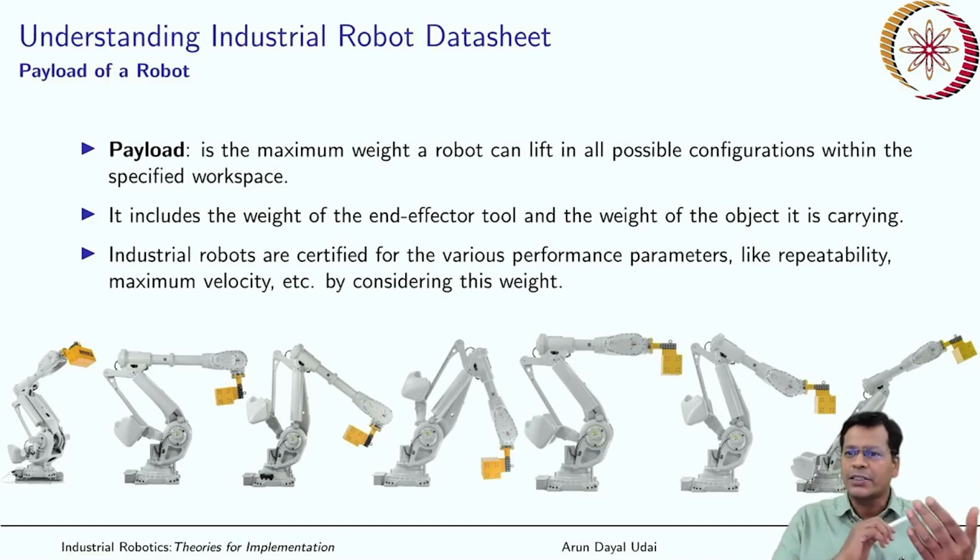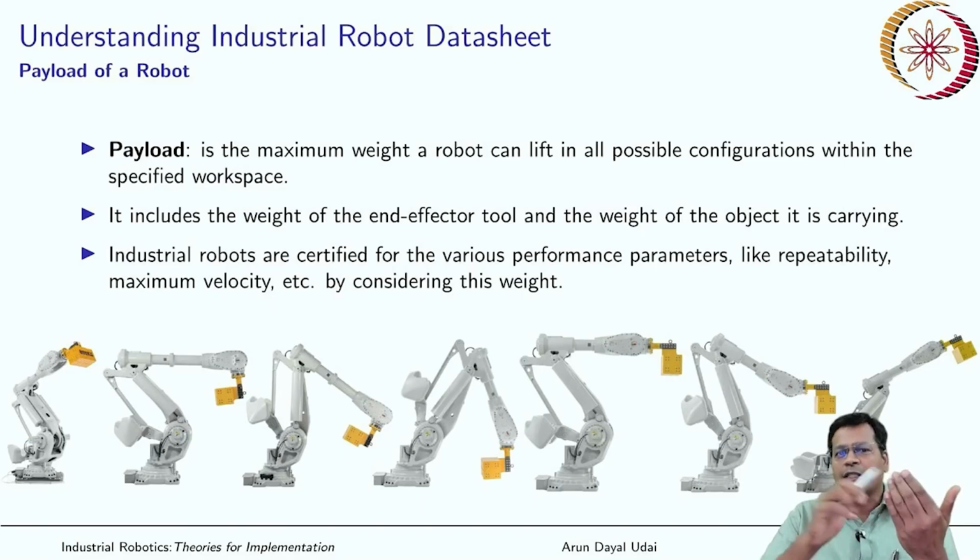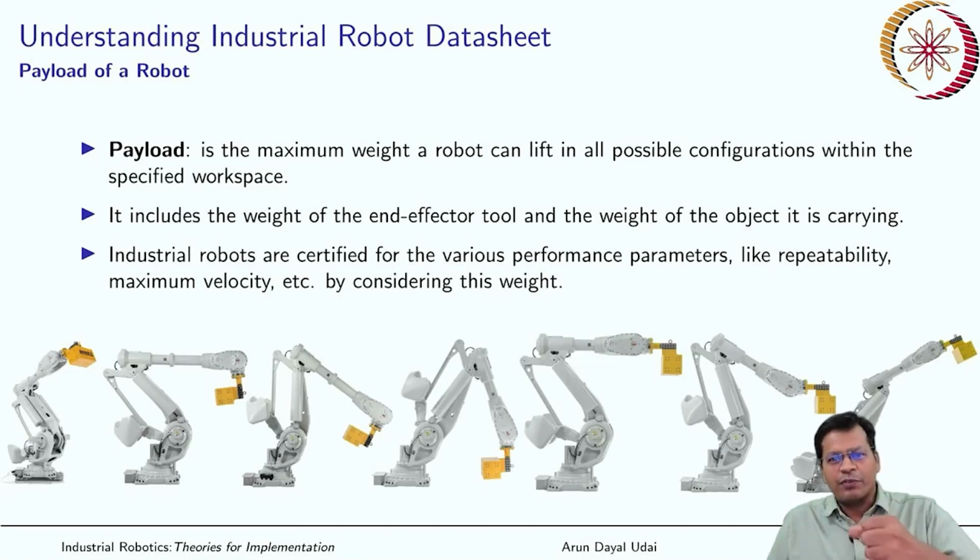If you say my robot is repeatable to 0.01 mm, that means n number of times the robot can go there without deviating more than 0.01 mm. That particular repeatability is defined when the robot is already carrying at least 12 kg, at least the payload which is specified in the manual.